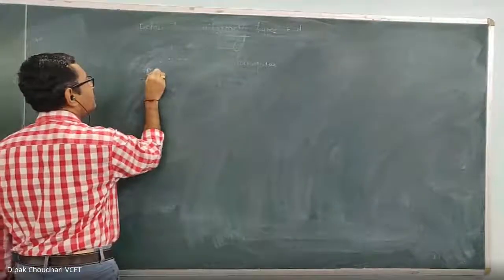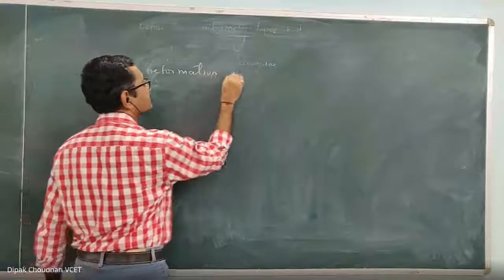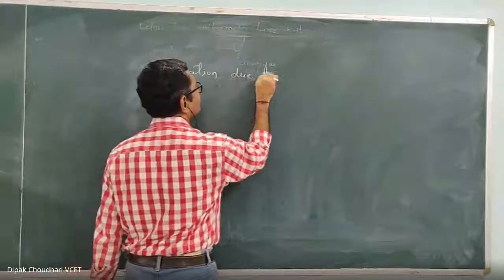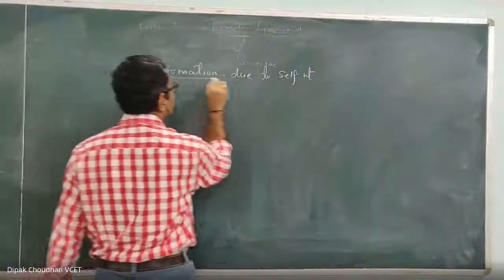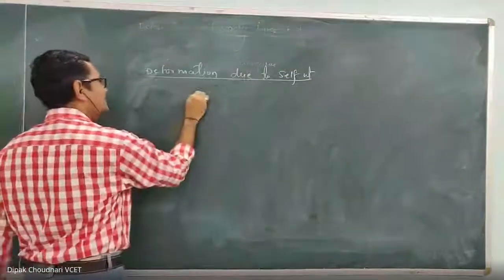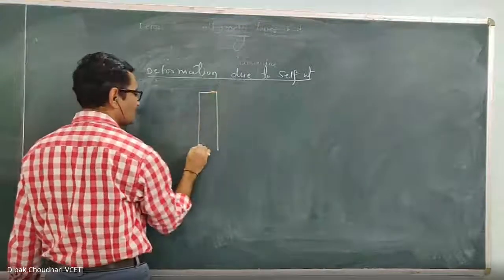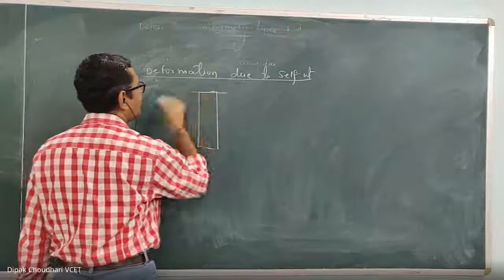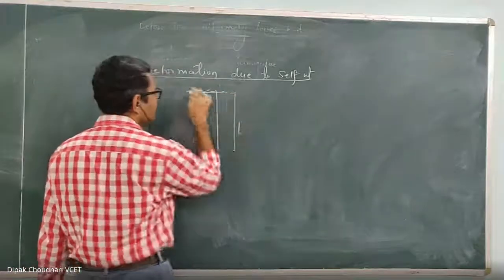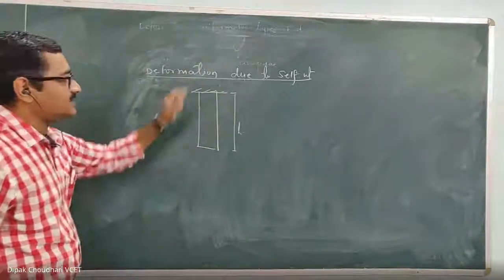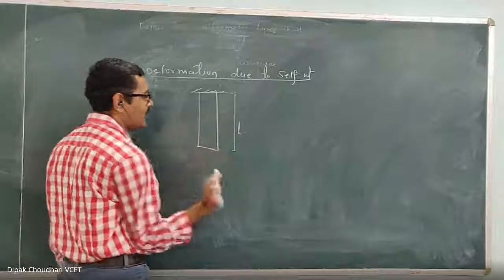Okay, deformation due to the self weight. Now let's consider this is the rod. I told you that you can see this deformation only in a vertical rod. So let this vertical rod, whose length is L, be suspended, fixed at the top to the ceiling or to the support, and the other end is free, with no axial force acting.